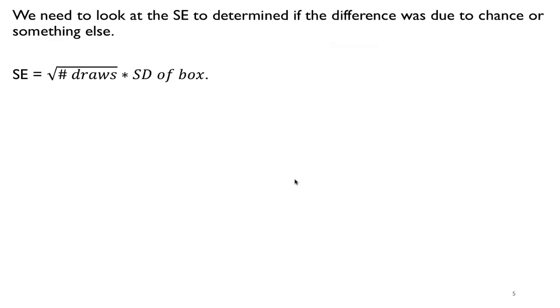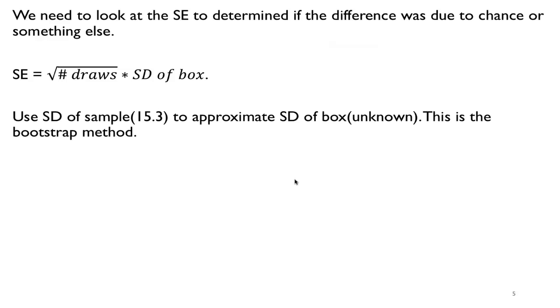So we want to see whether 48 would just happen by chance, and the SE will help us determine that. The formula is the square root of the number of draws times the SD of the box. Because we don't have the SD of the box, it's unknown, we're going to use the bootstrap method that we talked about, using the SD of the sample, 15.3.